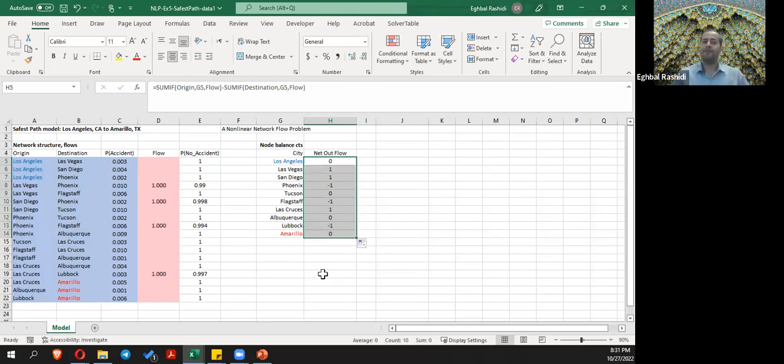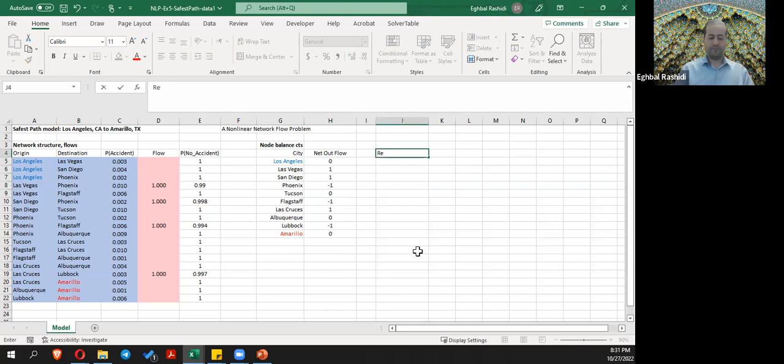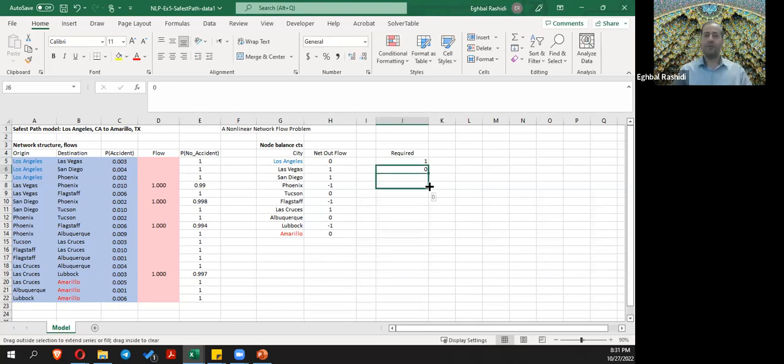Okay, so this is actually not a feasible solution, as you see here, because the net outflow for all cities has to be 0 except for the origin, which has to be 1, and the destination, which has to be negative 1. Okay, so I'm going to write the required row here. So this is going to be our input kind of, and for origin it is going to be 1. For others it has to be 0, and for the destination it has to be negative 1. So these are our input.